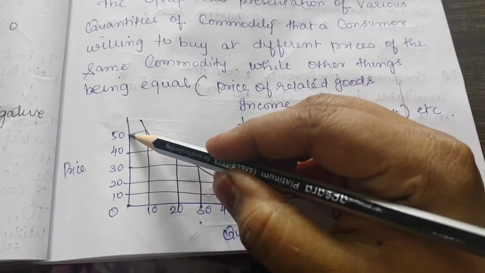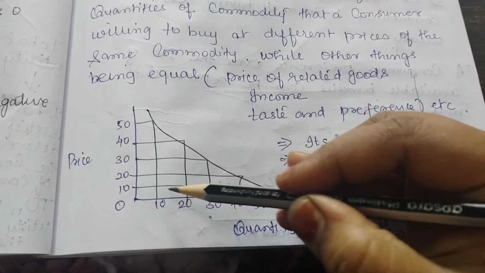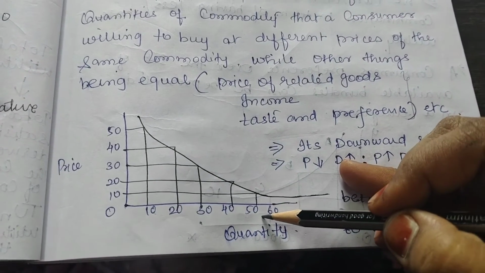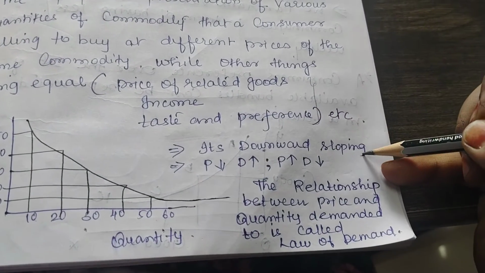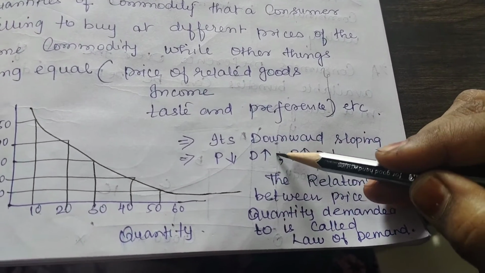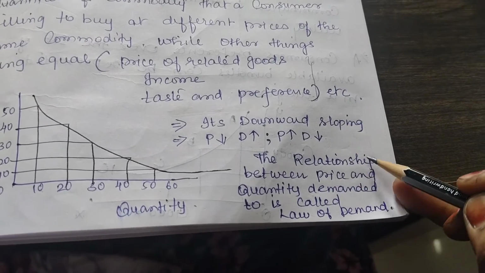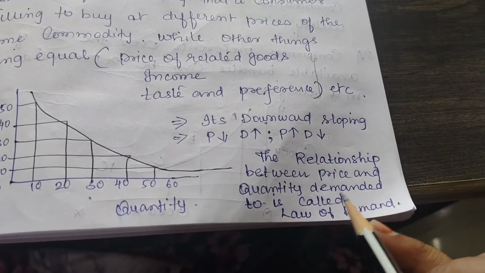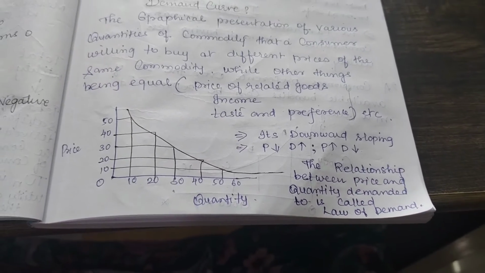Mostly, if the price is high, the consumer is willing to buy less of the quantity. If the price is low, the consumer is willing to buy more of the commodity. So that is why it is downward sloping. If price decreases, demand increases. If price increases, demand decreases. This relationship between price and quantity demanded of a commodity is called the law of demand.